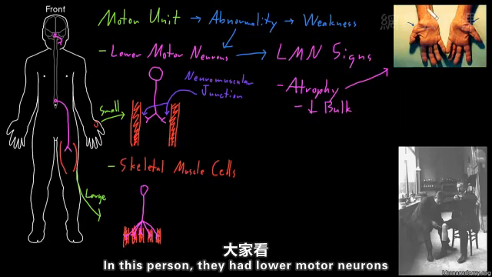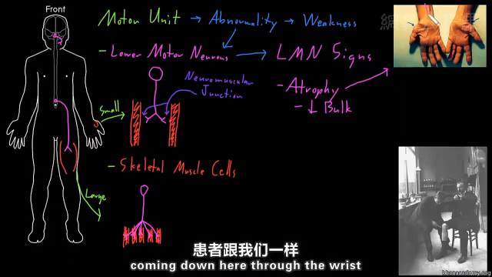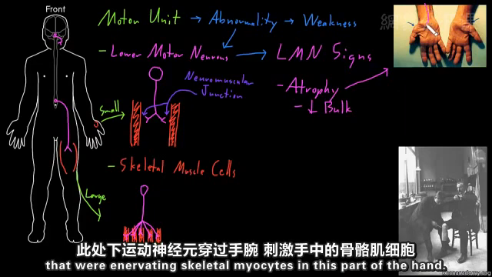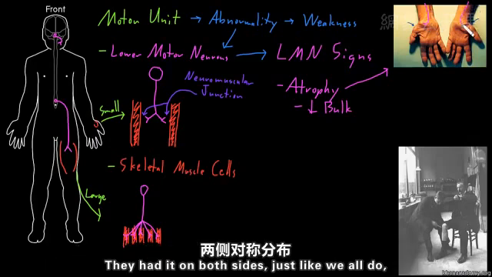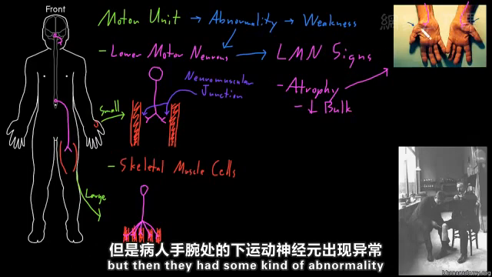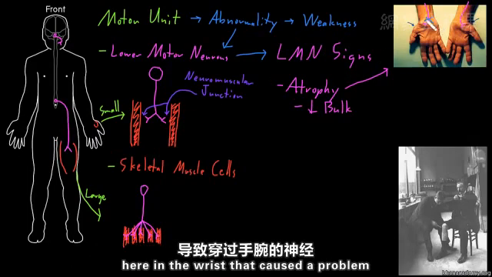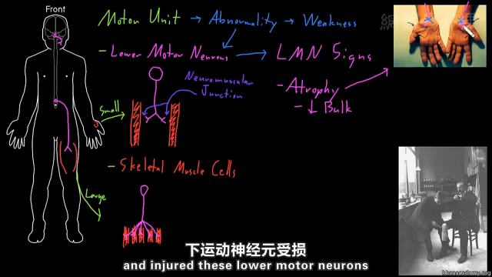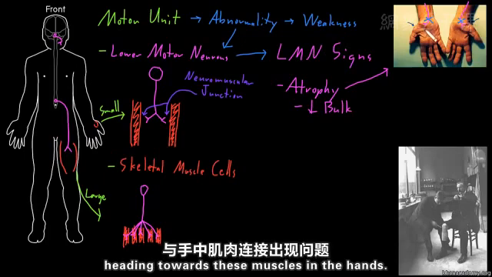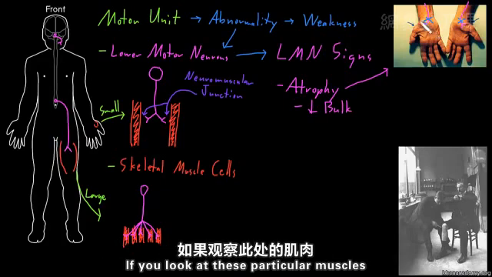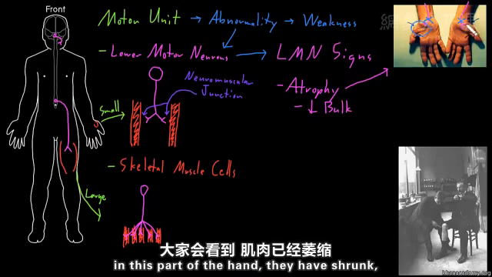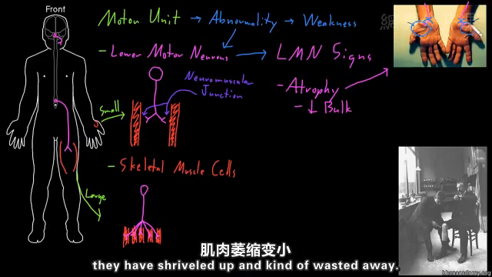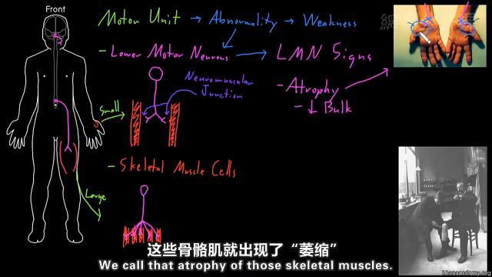So in this person, they had lower motor neurons coming down here through the wrist that were innervating skeletal myocytes in this part of the hand. And they had it on both sides, just like we all do. But then they had some kind of abnormality here in the wrist that caused a problem with these nerves passing through here and injured these lower motor neurons heading toward these muscles in the hands. And if you look at these particular muscles in this part of the hand, they have shrunk, they have shriveled up and kind of wasted away. And we call that atrophy of those skeletal muscles.